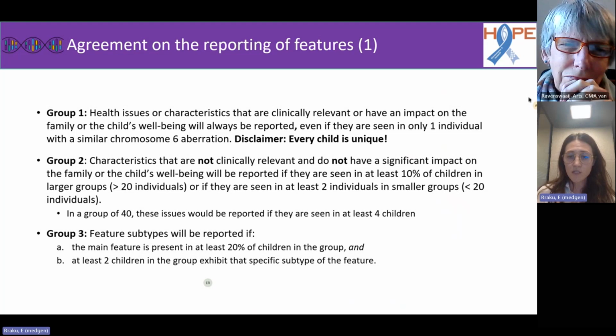So what we proposed, and what experts agreed on, is that the feature subtypes should be reported only for main features that are present in at least 20% of the group, and if that specific subtype is seen in at least 2 children. And I know this can sound a bit theoretical, so I will give an example to better explain it.